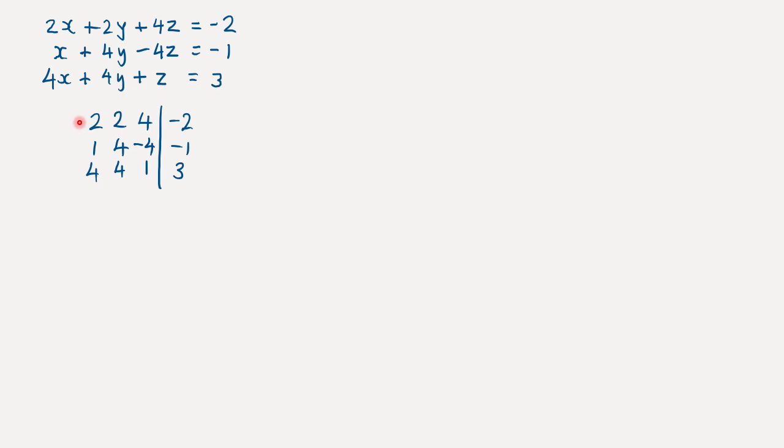So first thing, we need a 1 up here, and one way to do that is to divide through by 2, but another way, which is a little more efficient, is to just interchange these two rows, and then I'll get a 1 up here straight away. So let's do that. So second row will become the first row, and the first row will become the second row.